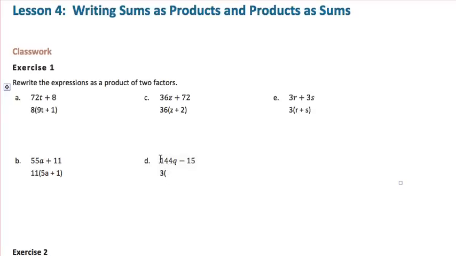And then what we'll need to do is actually divide 144 by 3, which will be 48q. And we're going to need that subtraction sign. So that's tricky there too. You've got to watch that. And 3 times 5 is 15. And there it is.